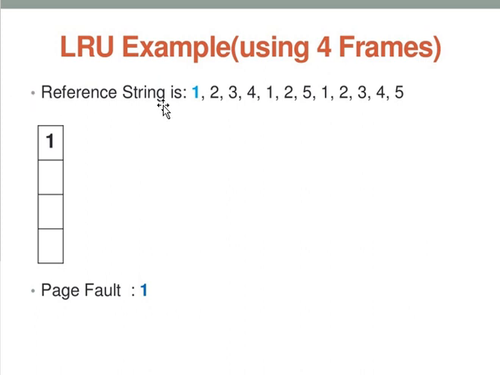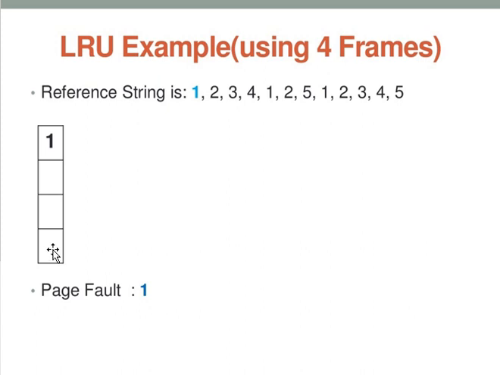So considering this reference string, here the reference string is page 1, page 2, page 3, page 4, page 1, up to page 5. Here the buffer size, meaning the frame size, is 4. Initially this buffer is blank: frame 1, frame 2, frame 3 and frame 4.